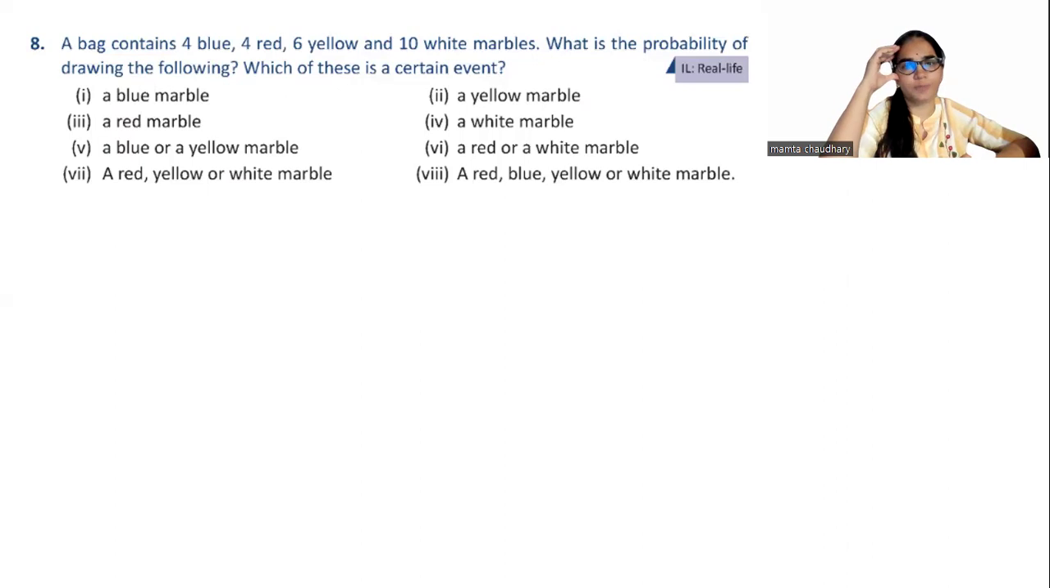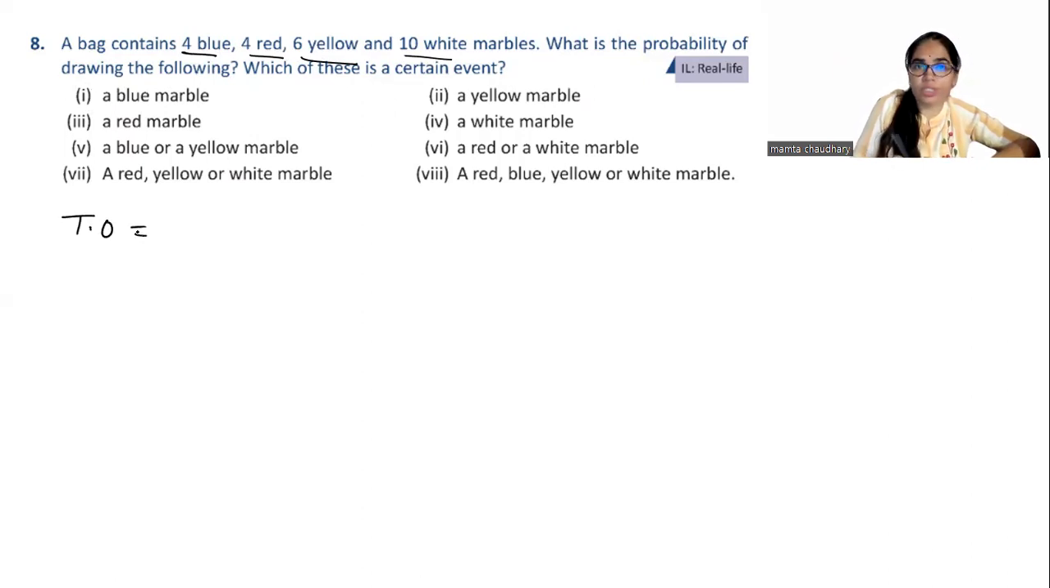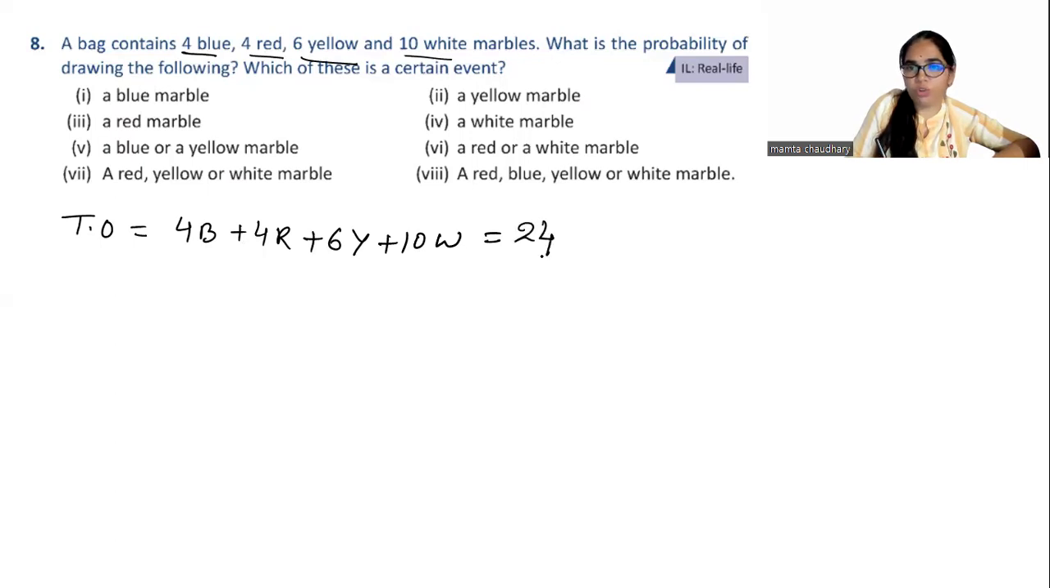Now question number 8. A bag contains 4 blue, 4 red, 6 yellow, and 10 white. What is the probability of drawing the following? Which of these is a certain event? We'll see. First of all, we'll write total outcomes. It means how many total balls are there? 4 blue, 4 red, 6 yellow, and 10 white. So 10, 10, 24. There are total 24 balls.